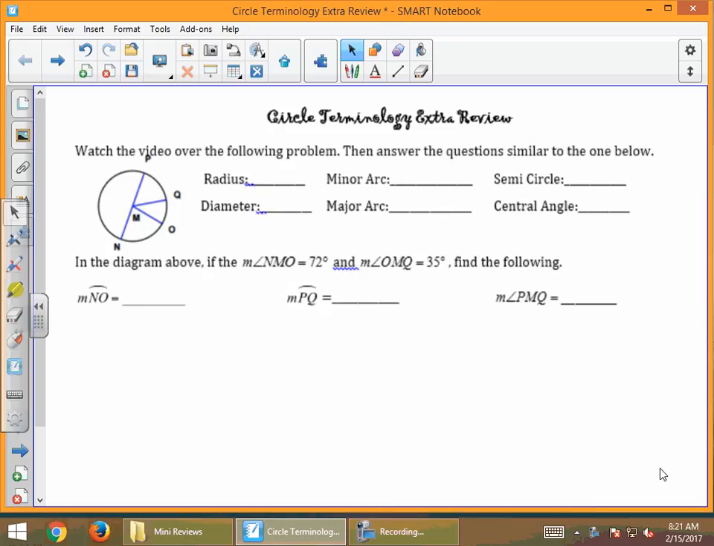So in this extra review, we're going to go over this problem together, and then once we're done, you're going to try the next problem on your own. And then when you're done, check your answer with the key. Just make sure you answer the problem right.